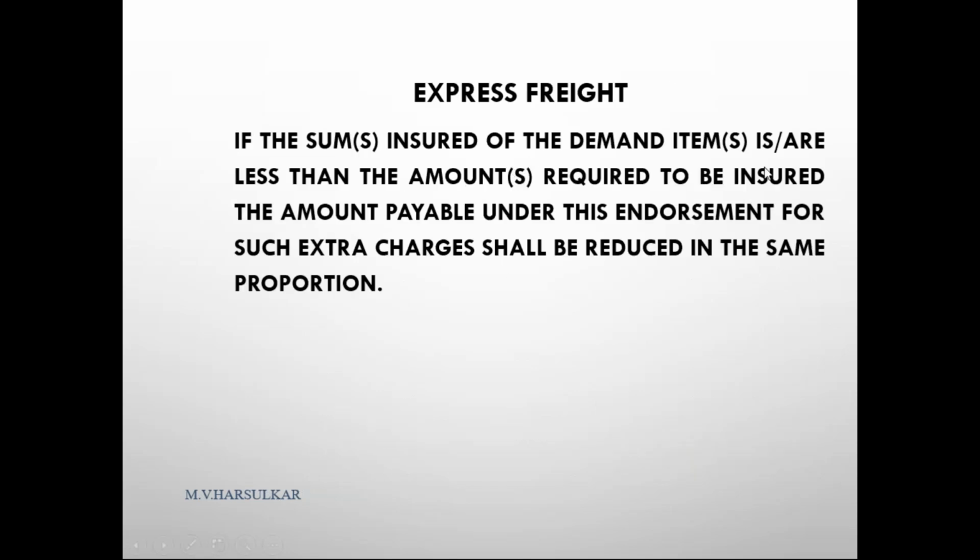If the sum insured of the damaged items is less than the amounts required to be insured, the amount payable under this endorsement for such extra charges shall be reduced in the same proportion. That means under insurance will be applicable for express freight, whereas for additional duty and air freight, there is no under insurance. They have a maximum limit, whatever is given, up to that limit they can get. But here under insurance is applicable for express freight charges. So while calculating the under insurance, the basic claim and this express freight amount also have to be added for calculation of under insurance.